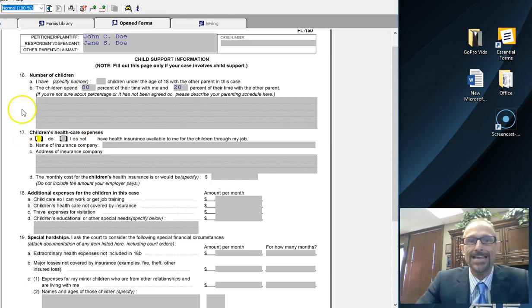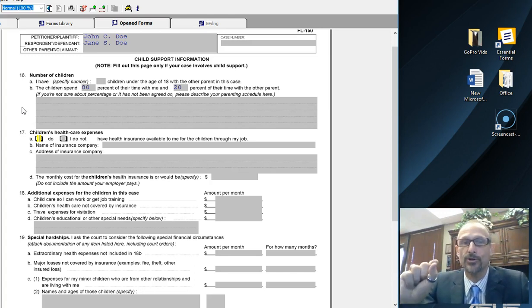17 is a box regarding health care expenses. So if you have insurance for the children through your employer, you're going to write, I do have health insurance available for me through the children. If you do not have health insurance available to you, put do not. Now, you could very well have insurance available through your employer, but not carrying it. You're still going to mark I do. Then under B, you're going to write the name of the insurance company, the insurance carrier for the health insurance, and the address of the insurance company under C.